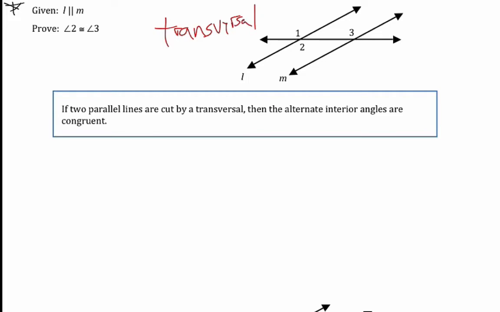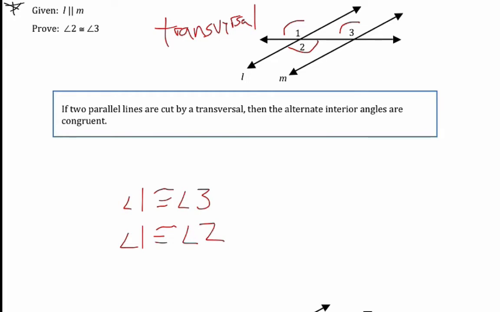I notice angle 1 is on that transversal, and angle 3 is on that transversal. I identify those as corresponding. So using the postulate we just said, I know that angle 1 and angle 3 are congruent. Because if I have parallel lines cut by a transversal, my corresponding angles are congruent. But I also know there's a relationship between angle 1 and angle 2. Angle 1 and angle 2 are vertical, so I could say angle 1 and angle 2 are the same measurement or congruent to each other.